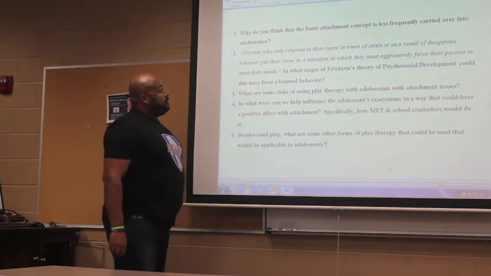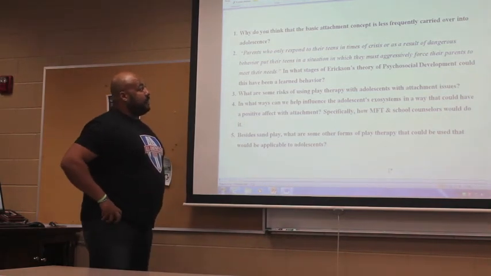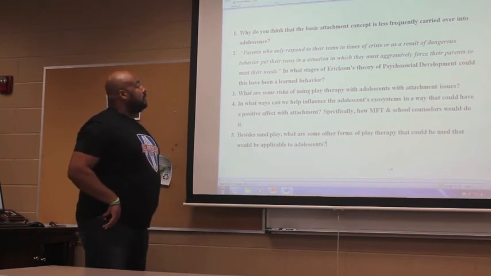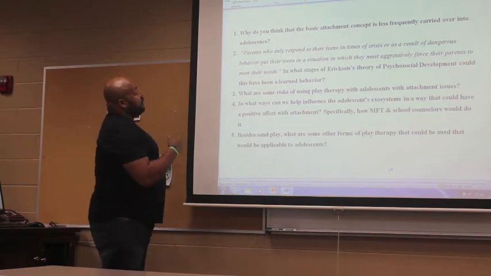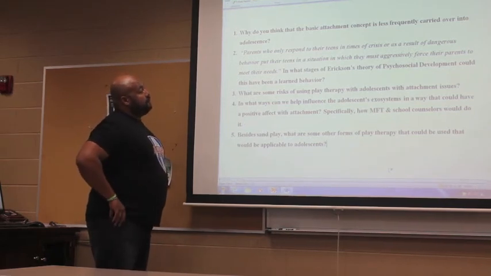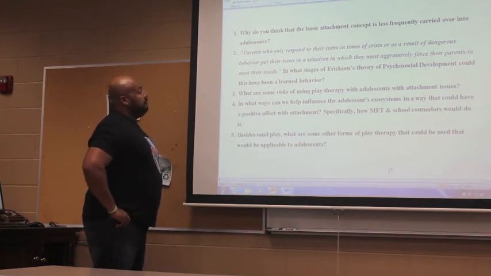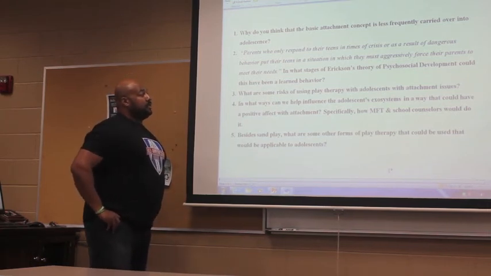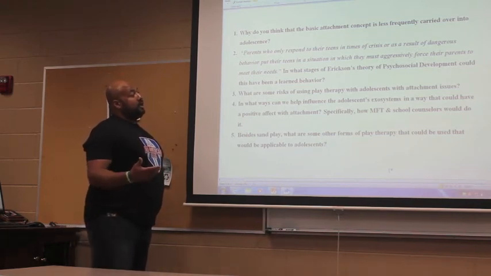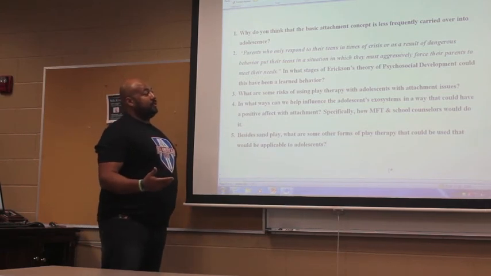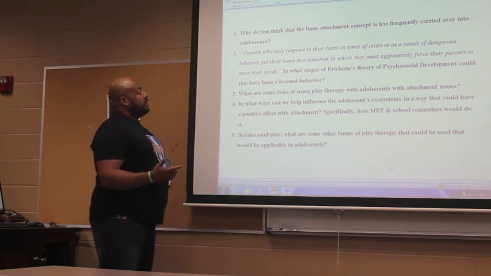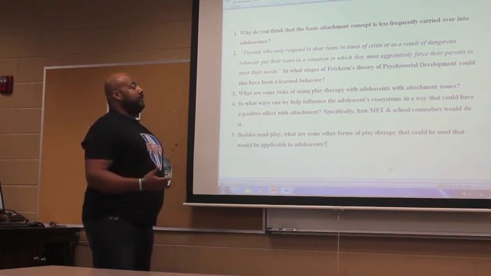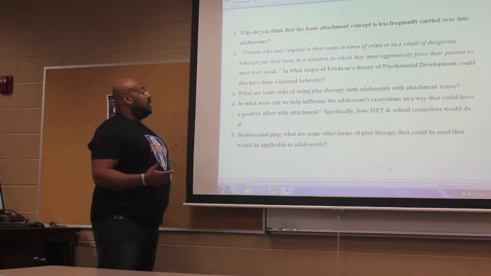First one is, why do you think that the basic attachment concept is less frequently carried over into adolescence? Second is a quote from the actual article: parents who only respond to their teens in times of crisis or as a result of dangerous behavior put their teens in a situation in which they must aggressively force their parents to meet their needs. So the question is, in what stages of Erikson's theory of psychosocial development could this have been a learned behavior? The next question is, what are some risks of using play therapy with adolescents with attachment issues?